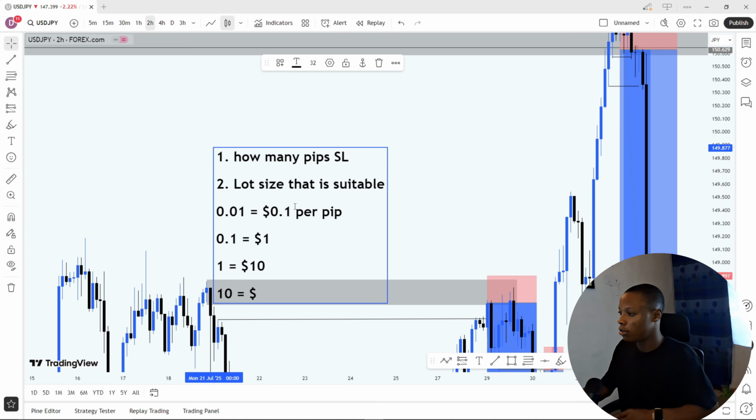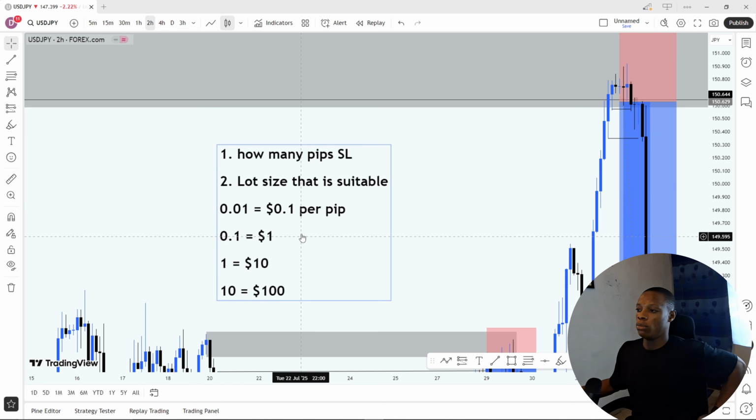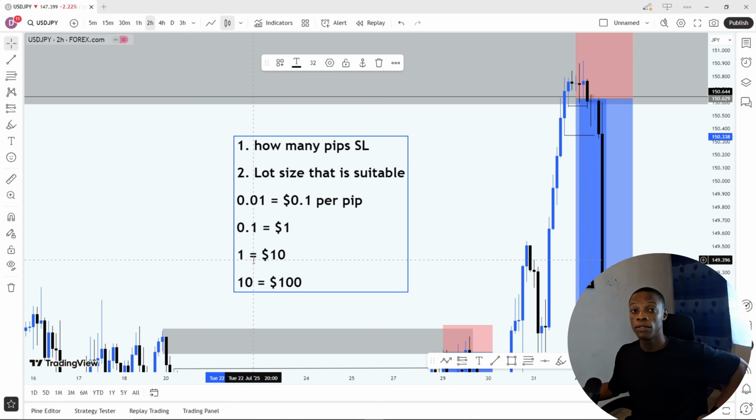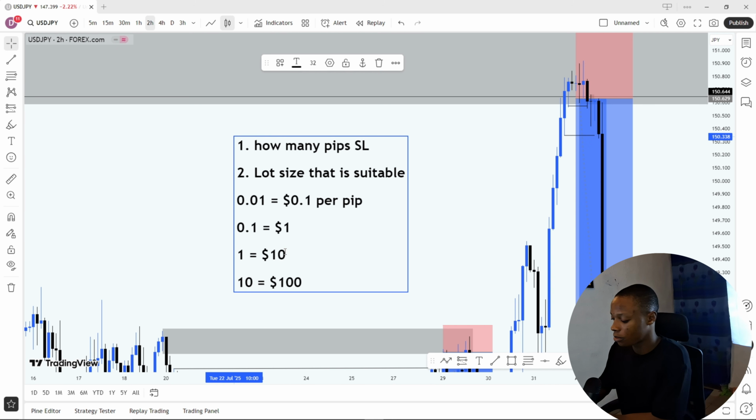If you notice now, even if I'm risking 5 pips, I can't be using one lot size, because one lot size is going to make me risk $10 per pip times the 5 pips. That's going to be about $50 risk. Meaning I'm already risking half of my account if I use one lot size. So even if I'm risking 5 pips, I'm not meant to use one lot size.